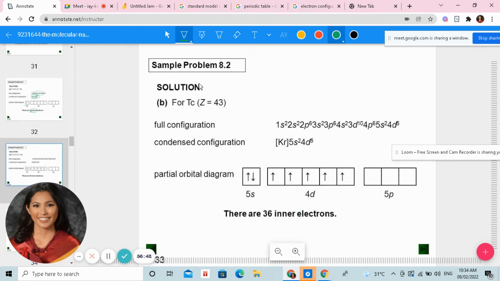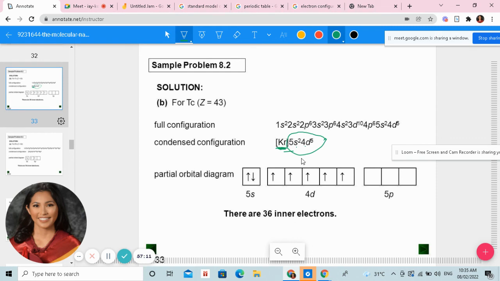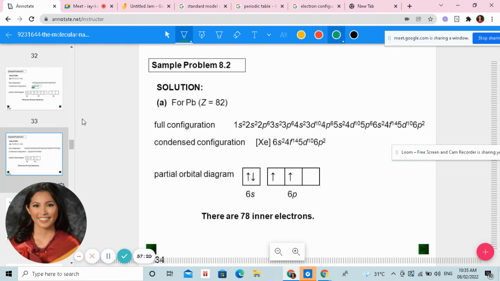Okay, if we have Tc, we have Kr for the condensed. Then, how many outer? Apil din siyang d. Okay, apil ang 5s and 4d, 10. 4d, 5. Okay, so outer na niya. Outer is the electrons after the noble gas. No? Katong sa noble gas. Alright, we have that one.